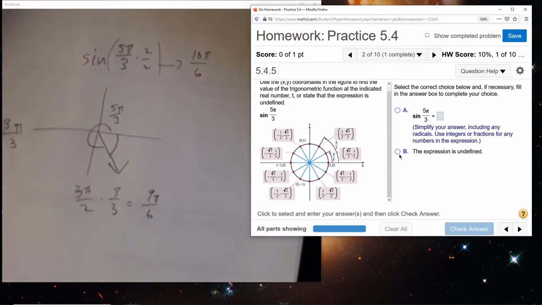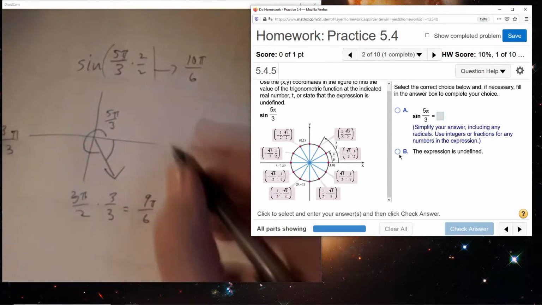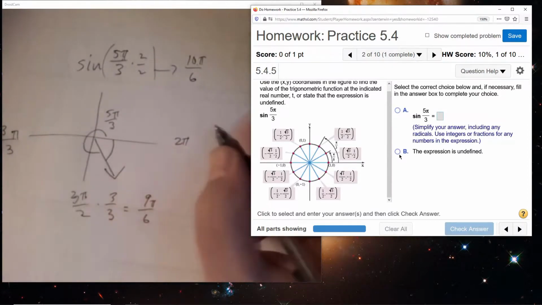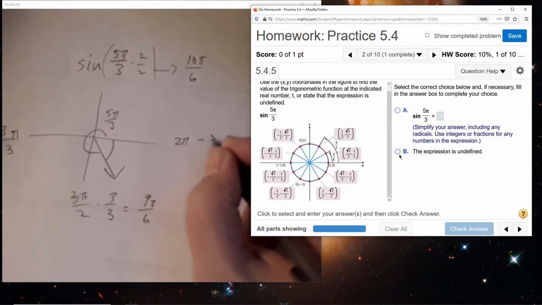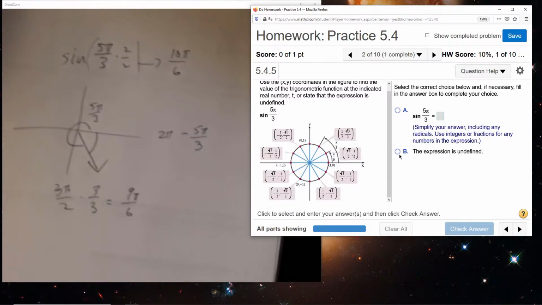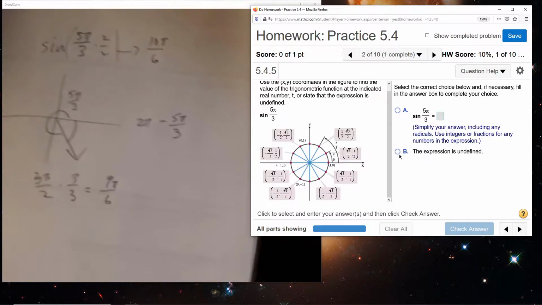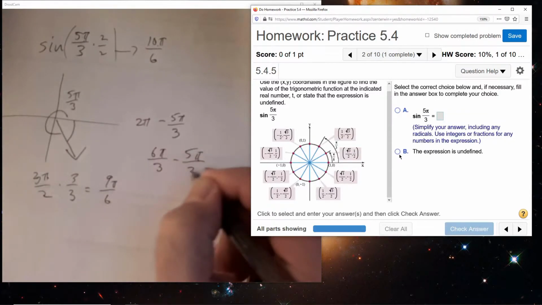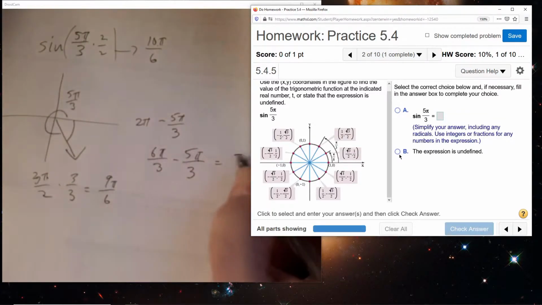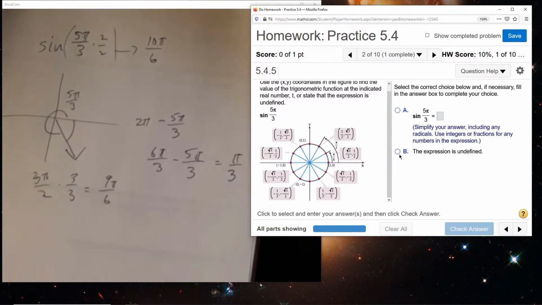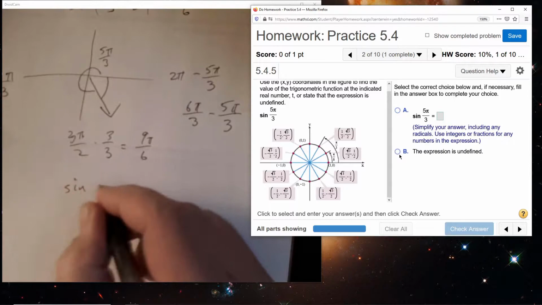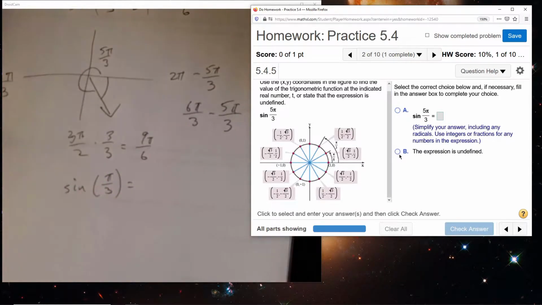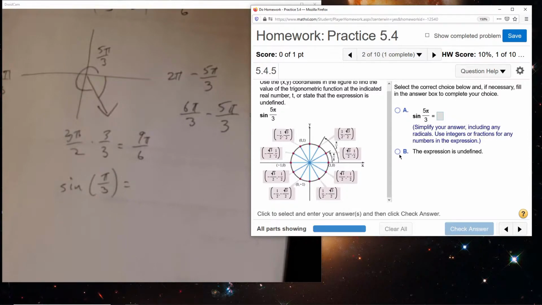And so what we're looking for right here then, the reference angle. So the reference angle then, since this is 2 pi, with the left over here would be 2 pi minus 5 pi over 3 for our reference angle. And we'd have to get a common denominator again. So 6 pi over 3 minus 5 pi over 3 to get us pi over 3 as our reference angle. So we're going to look then at sine pi over 3. So pi over 3 being the 60 degrees one, square root of 3 over 2.